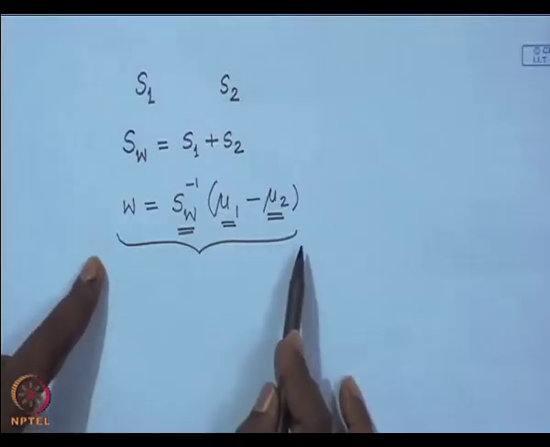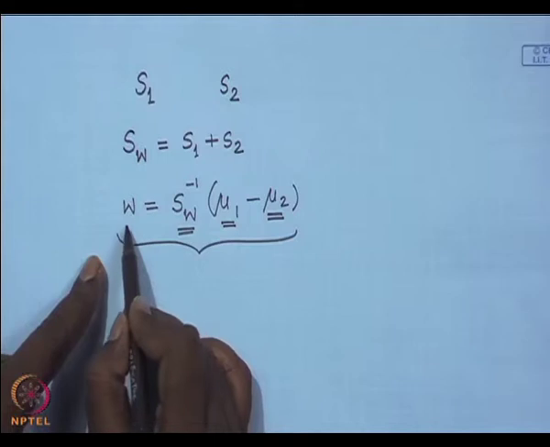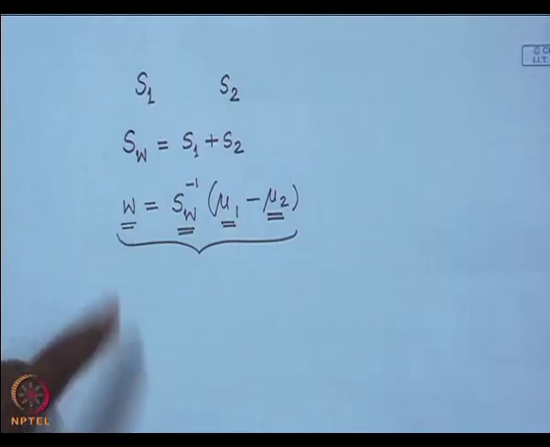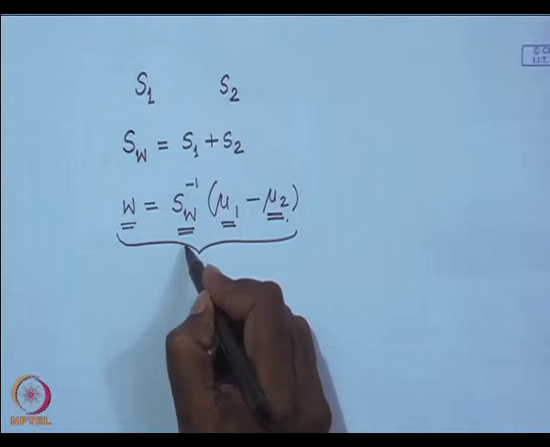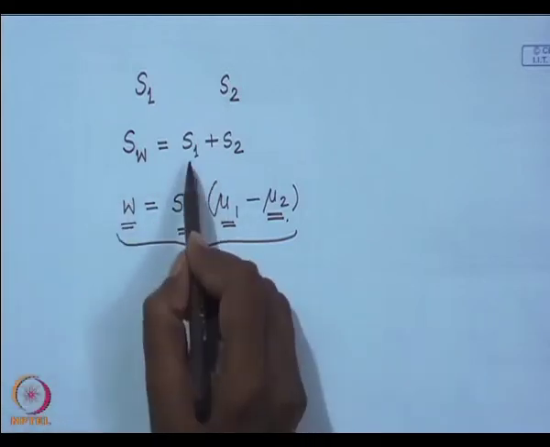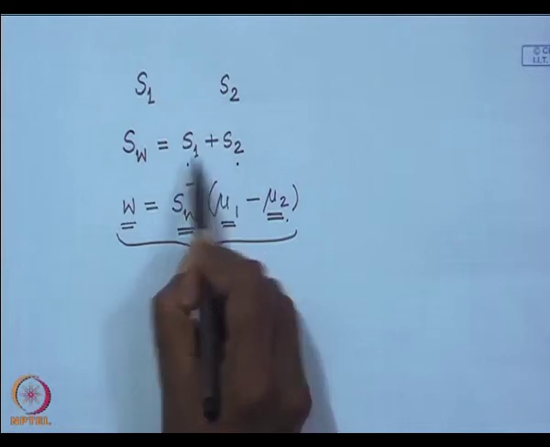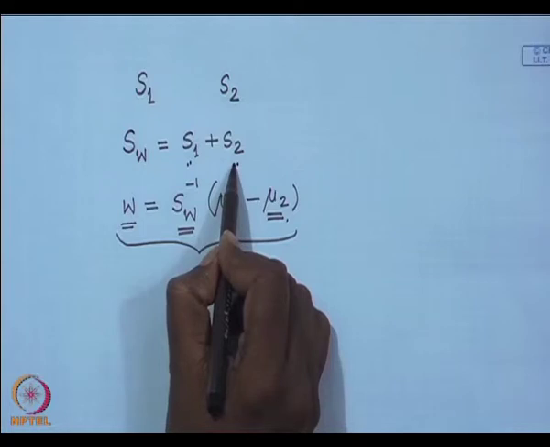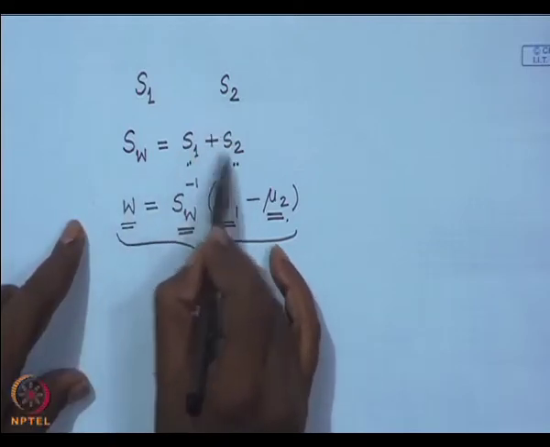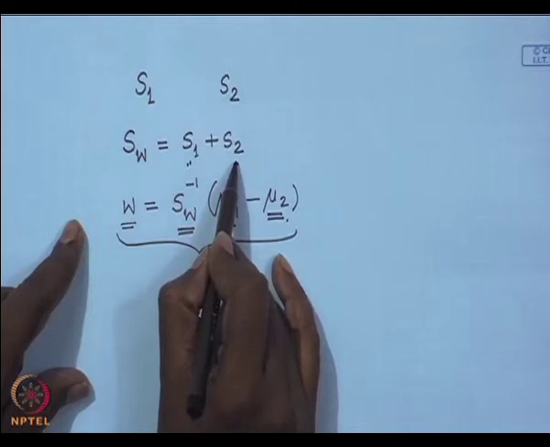So, accordingly, we had obtained a criteria function, and by optimization of that criteria function, we could come to a solution something like this, which says that the projection direction which maintains the separability is given by S_W inverse into (mu 1 minus mu 2), where S_W is the total within class scatter. If I have two different classes, S 1 is the scatter of class 1 and S 2 is the scatter of class 2. So, total within class scatter S_W is given by S 1 plus S 2.